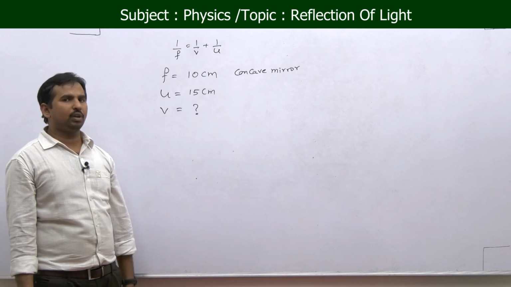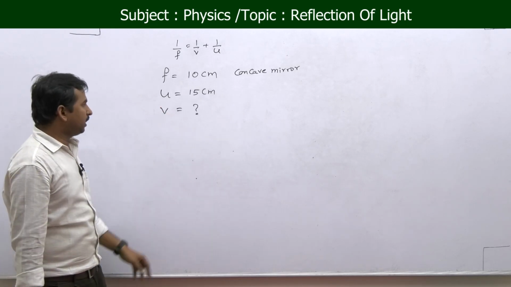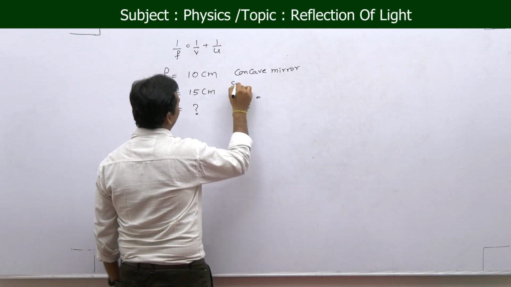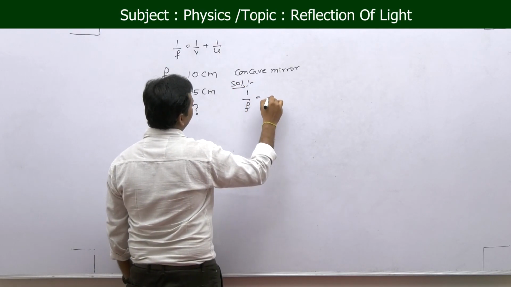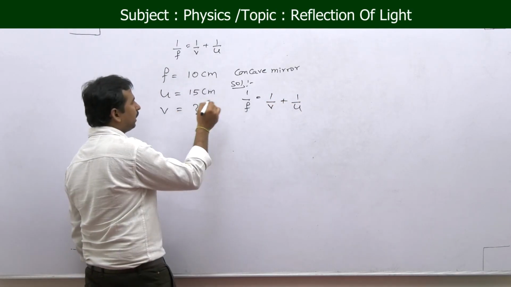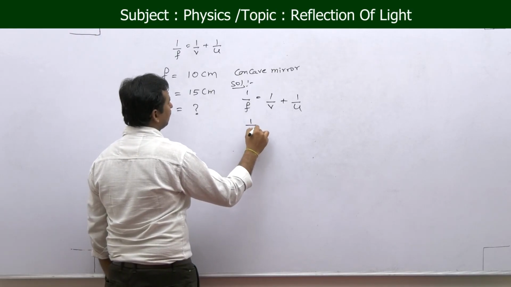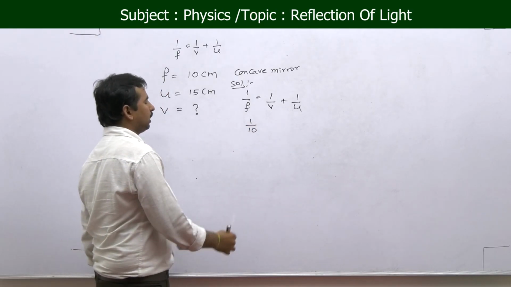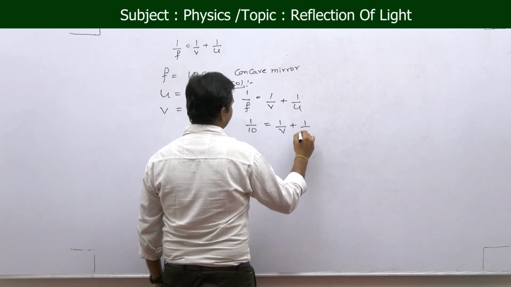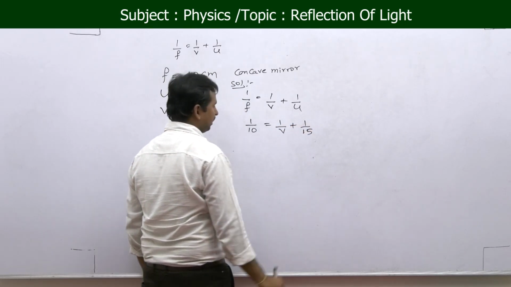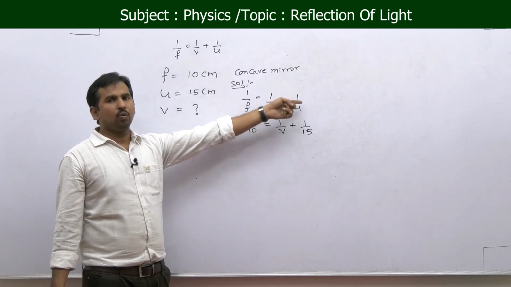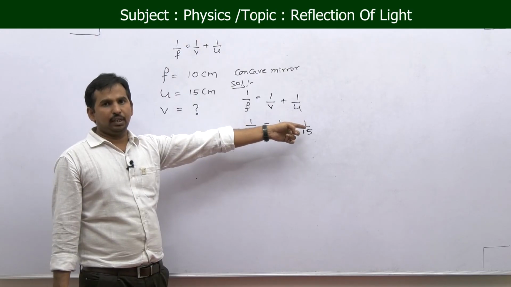Only 2 steps here we have to follow. At first, after taking the formula 1 by f is equal to 1 by v plus 1 by u, as the focal length value is given, directly substitute the given values there. Focal length is 10 and image distance we don't know, whereas object distance is 15 centimeters, which is already given. So we got 1 by 10 is equal to 1 by v plus 1 by 15.